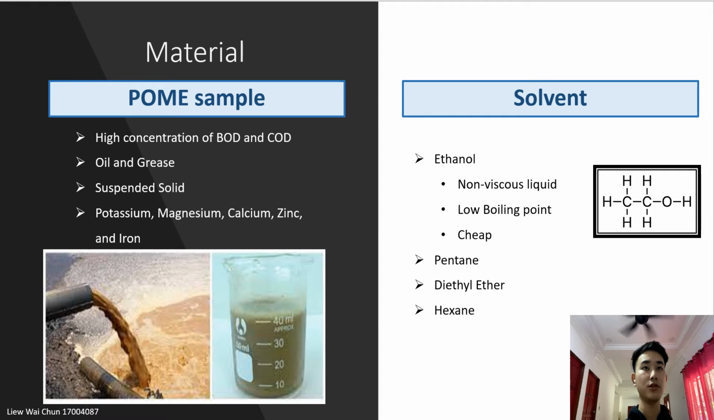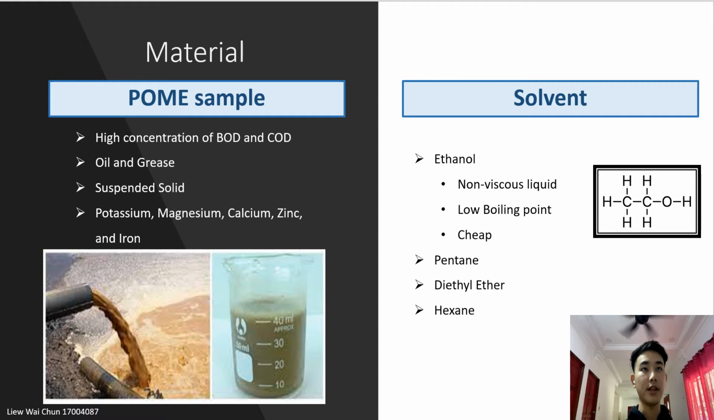POME sample was usually collected from the POME pond, which is wastewater arising at a palm oil mill during the palm oil production process. Other than oil, POME contains high concentrations of biological oxygen demand and chemical oxygen demand. Small solid particles and the composition of potassium, magnesium, calcium, zinc, and iron can also be found in POME.